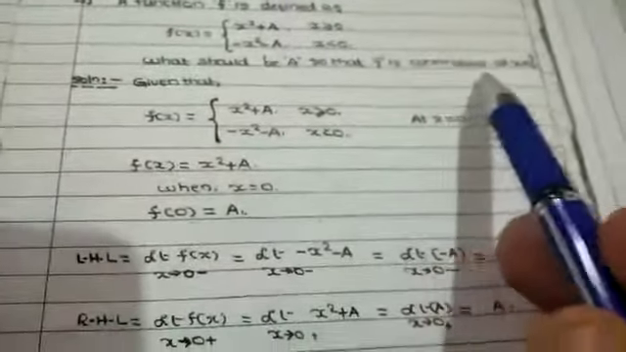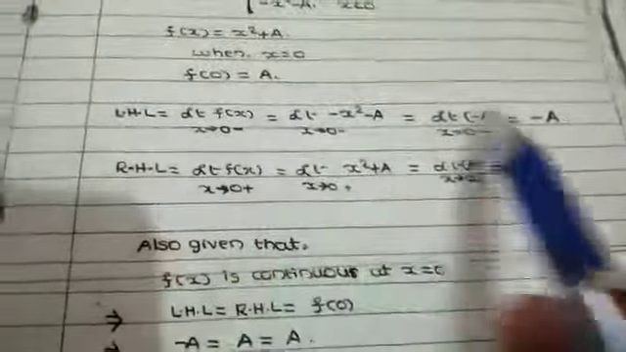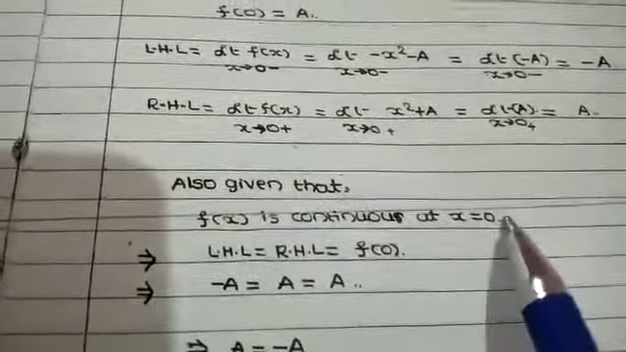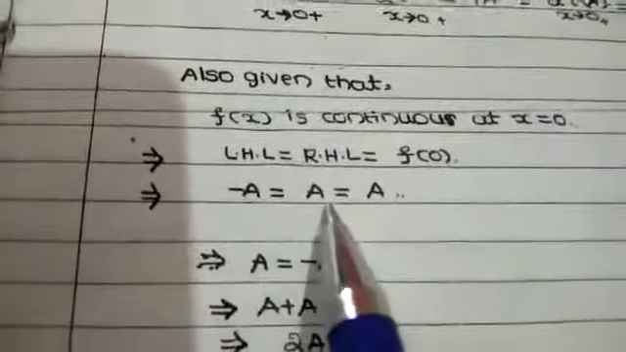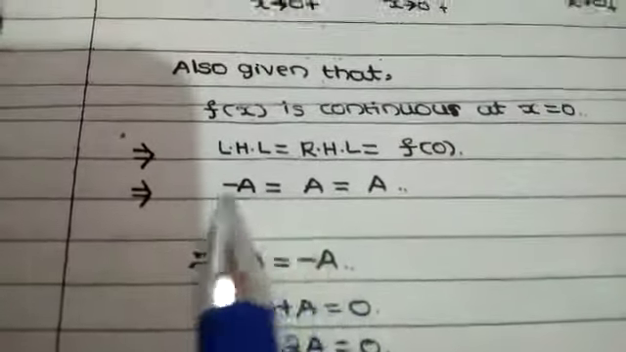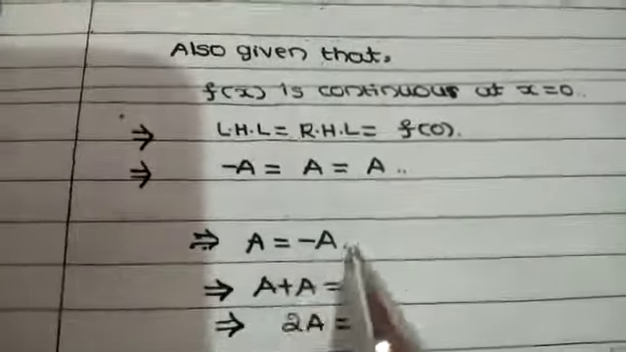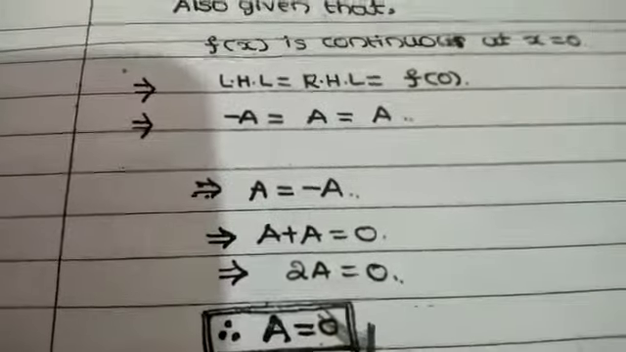Given that the function is continuous at the point x equals 0, what it implies is all three are equal. As the function is continuous at the given point x equals 0, all three are equal: minus a equals a equals a. Equating any two terms, it becomes a plus a, that is 2a equals 0, which means a equals 0.